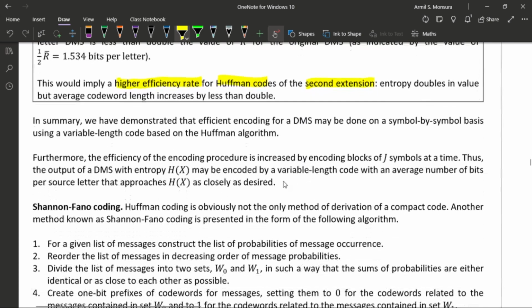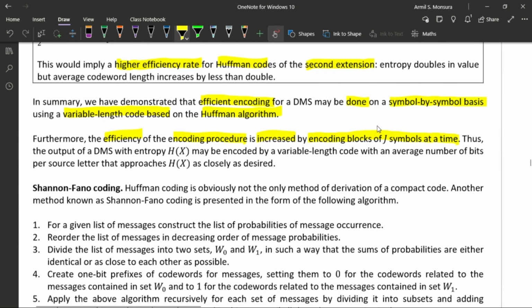So in summary, we have demonstrated that efficient encoding for a DMS may be done on a symbol by symbol basis, using a variable length code based on the Huffman algorithm. Furthermore, the efficiency of the encoding procedure is increased if we encode blocks of J symbols at a time. So instead of symbol by symbol encoding, we can have a more efficient procedure by encoding blocks of symbols. So that is Huffman coding for us.